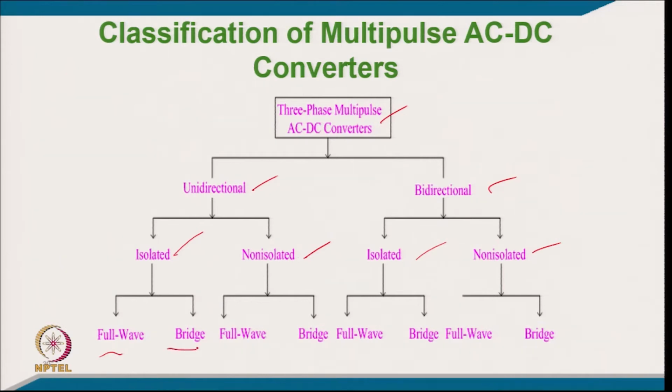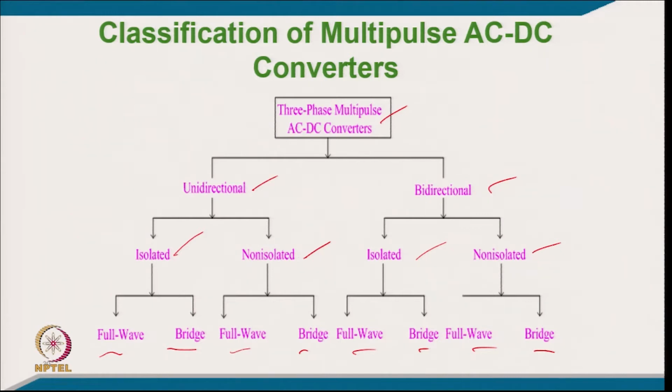I do not know whether you have gone through it, we will discuss what is full wave and bridge. The full wave converter requires the number of phases of supply equal to the number of pulses. So, it means if you want a full wave 12 pulse, then you must convert 3 phase supply into 12 phase supply and use typically only 12 devices.